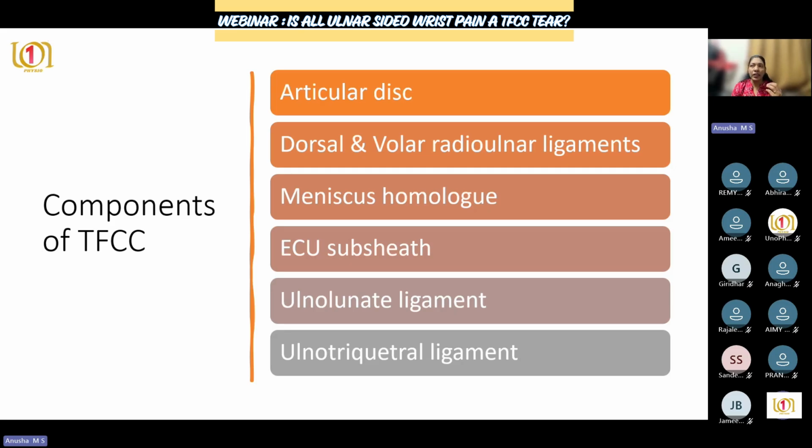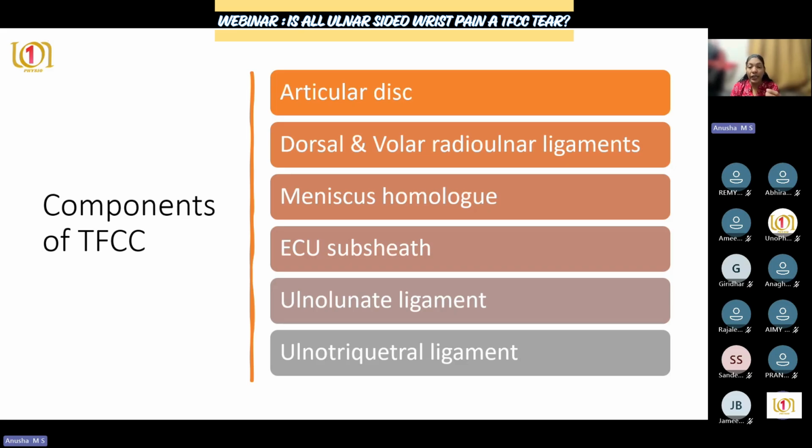And this is a structure which has an articular disc, meniscus homologue, ECU subsheath, ulnar-lunate ligament, and ulnar-triquetral ligaments, along with radio-ulnar ligaments. So these many ligaments are there. And the major function is rotatory stability. Whatever rotation movements, pronation, supination, whatever you do, the stability should happen at the level of the TFCC.